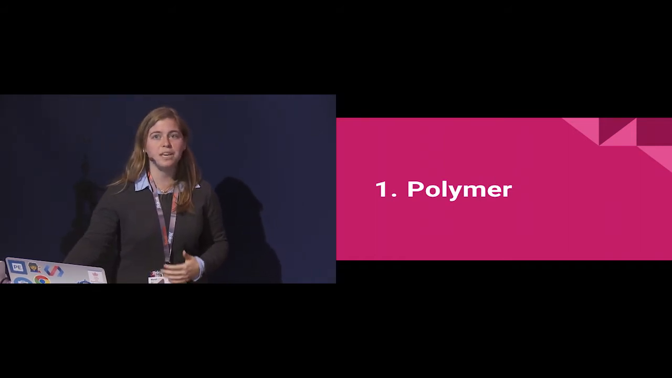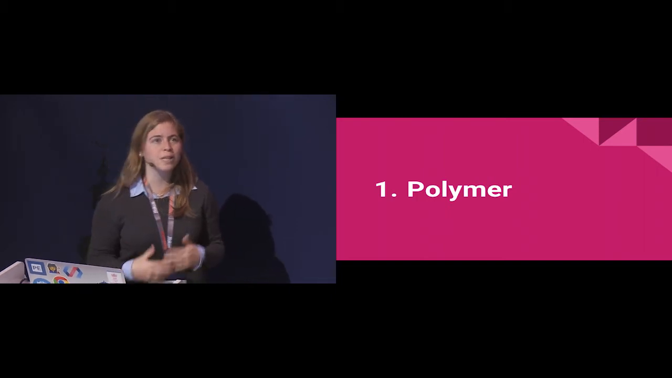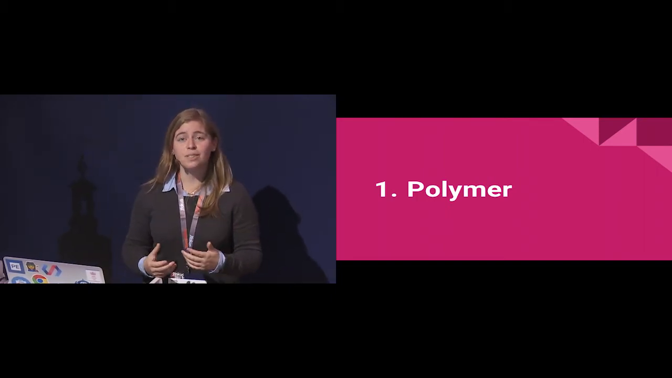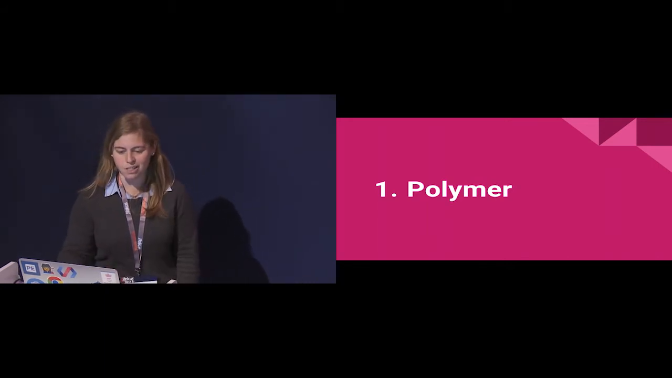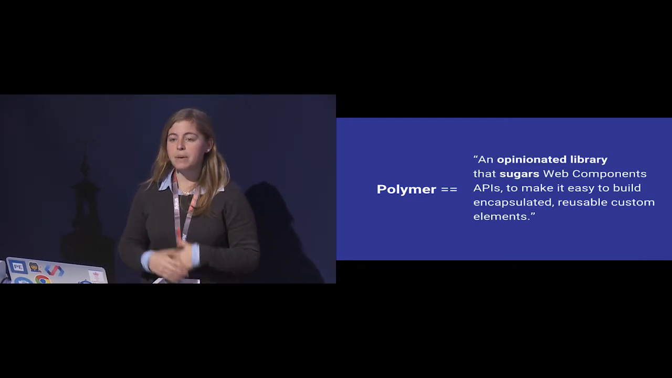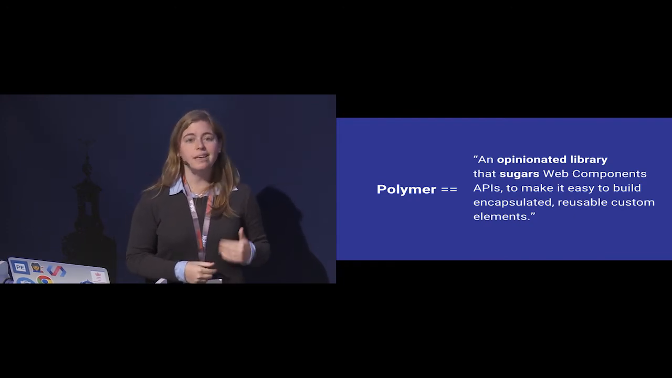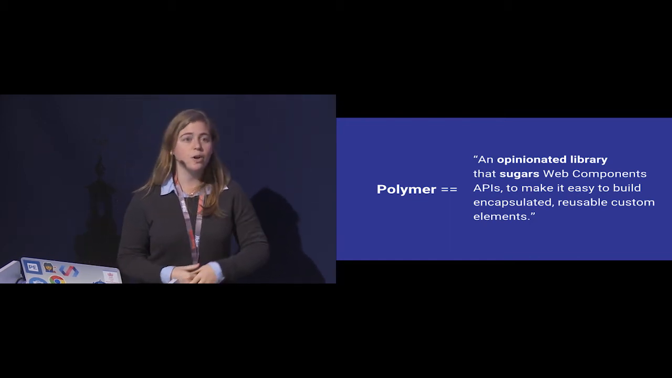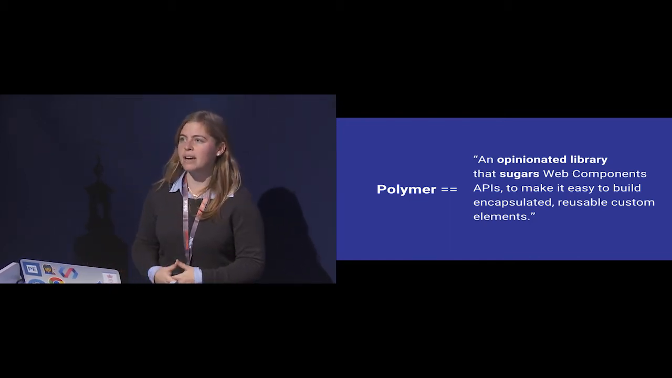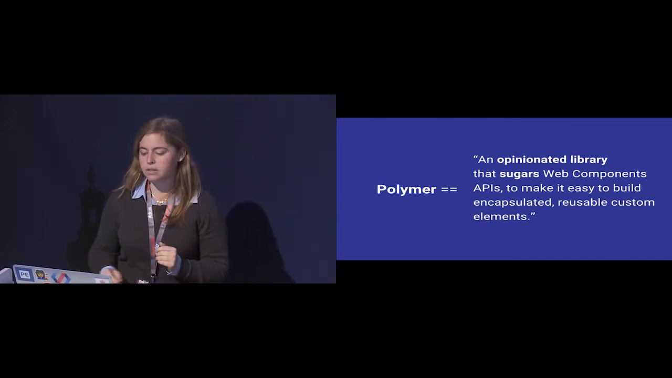And I want to start by giving a definition of Polymer, or the Polymer library, which might seem a little buzzwordy at first, but then we'll go through and unpack that definition so we can totally get what it means. Right, so Polymer. The library is an opinionated library that sugars web components APIs to make it easy to build encapsulated, reusable, custom elements. We also help with data binding and templating and have a suite of tooling available for you. But at our core, this is what our library does.